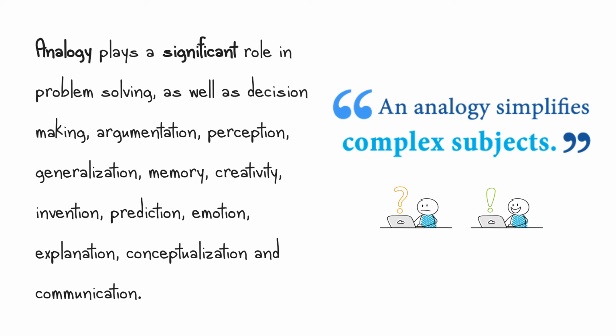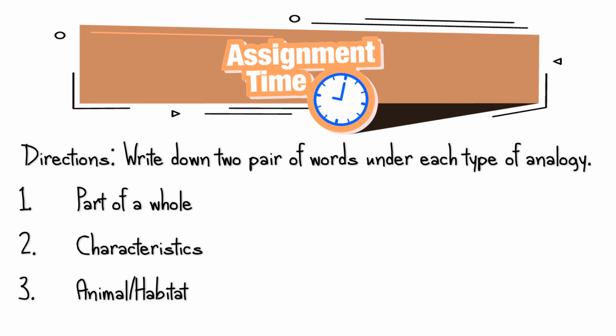Now that you know it, you can practice using it. For our assignment, write down 2 pairs of words under each type of analogy. Number 1, we have part of a whole. 2, characteristics. 3, animal and habitat.